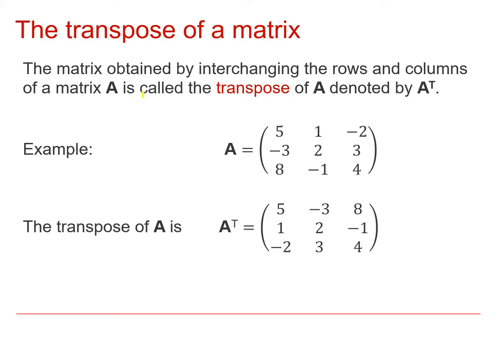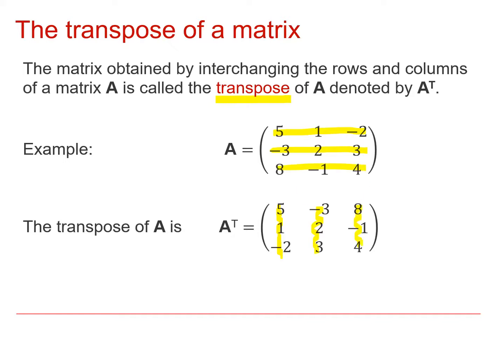Before we look at the inverse of a 3x3 matrix, we're just going to check out this idea of the transpose of a matrix. If I've got this matrix here, A, then the transpose of that is simply formed by taking every row and turning it into a column. So here, the first row has become the first column in the transpose. The second row has become the second column, and so on.